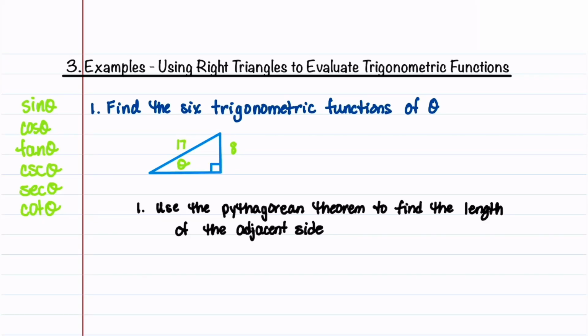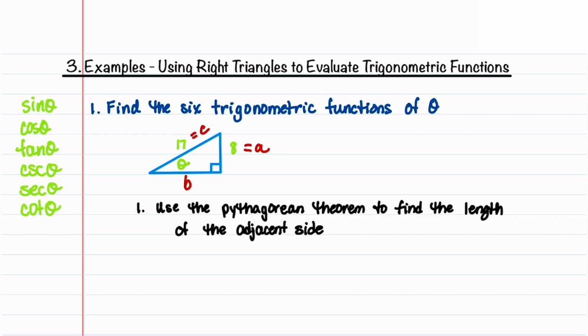In this video, I'm going to show you how to find all 6 trigonometric functions of an angle theta in a right triangle. I've listed these 6 functions in green on the left. In this example, we're given the lengths of 2 sides. To begin, let's label our sides. I'm going to label the right side as A, the bottom side as B, and we'll call the hypotenuse C.